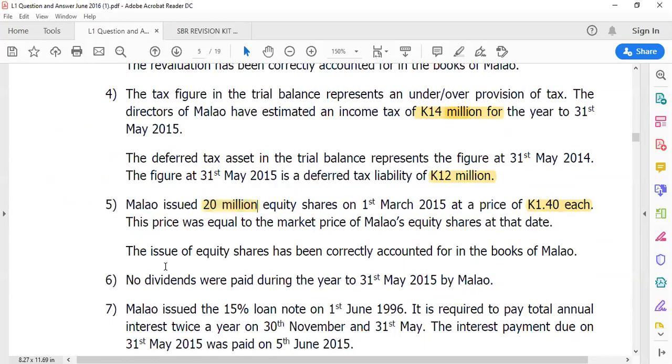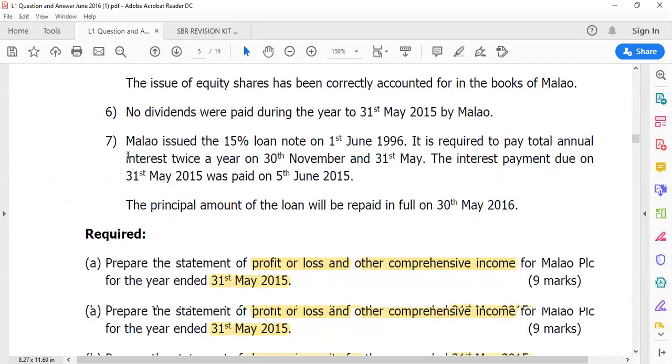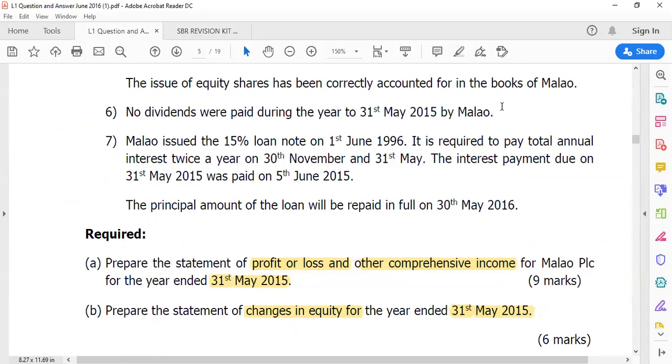So let's go. The share issue, equity shares has been collected, accounted for in the books of Malawi. Yes, we know, because the date of report and the trial balance date match. No dividends were paid during the year. So in changes in equity, dividends, leave it blank, because nothing was paid during the year. So you're fortunate, meaning that your profits are not going to reduce. If dividends were paid during the year, you're going to reduce your retained earnings by the amount of dividends paid.